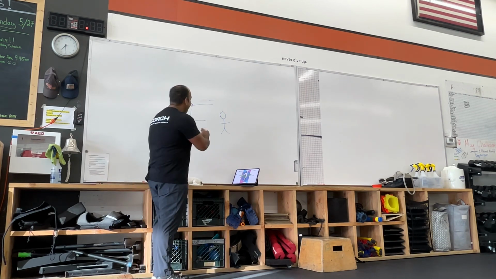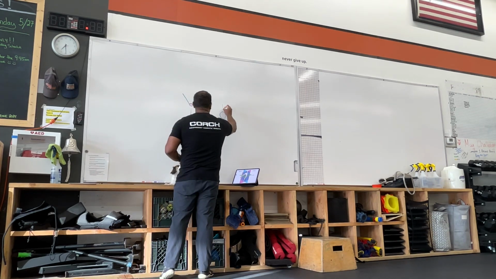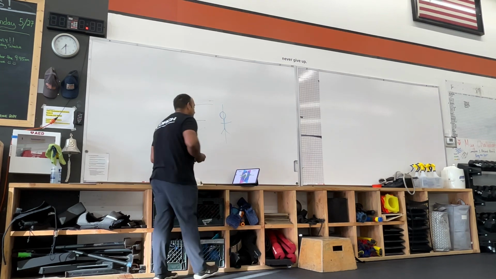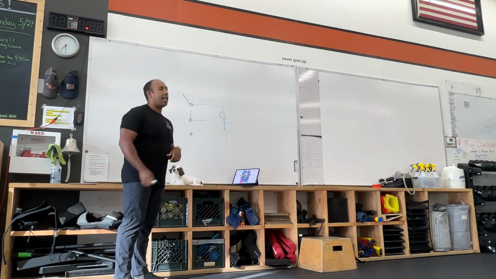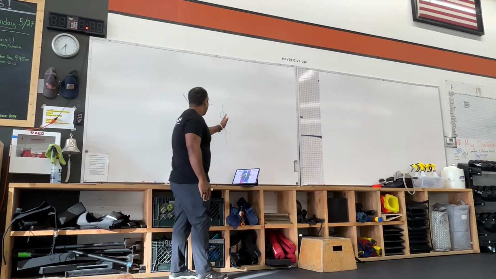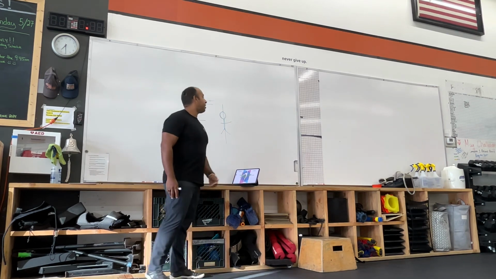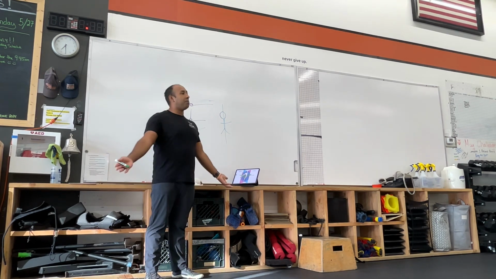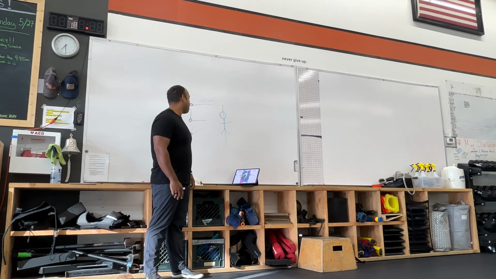Okay. So if we drew a line down his center, that would be the sagittal plane. And it would divide his body into a left side and a right side. So we went over anatomical position last week, so our man is in an anatomical position.